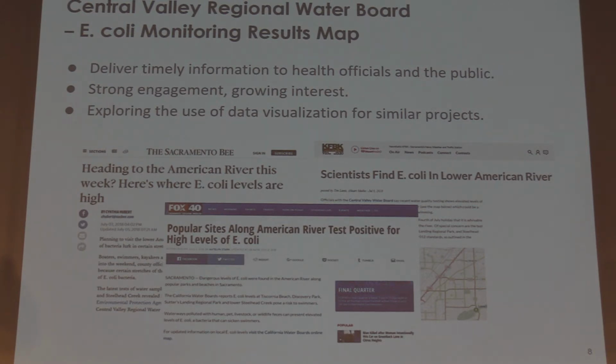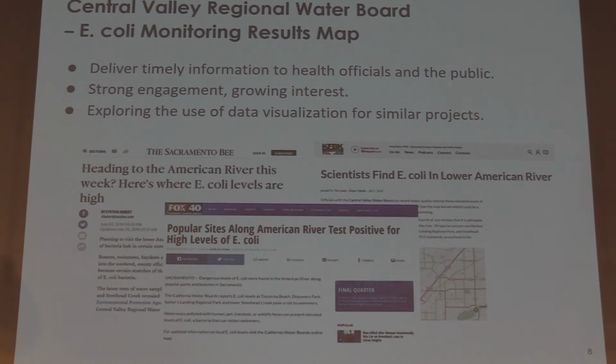So engagement with the map has been strong, and interest is growing. Alicia Wenzel, one of the staff at the Central Valley Regional Water Board who contributed to the development of this map, mentioned that since they've published the map, a lot more people seem to know what E. coli is and why we're monitoring for it. Also, cursory numbers show an average of 60 visits per day, but when the map is picked up by the media or by a press release, they can see up to 2,000 hits per day.